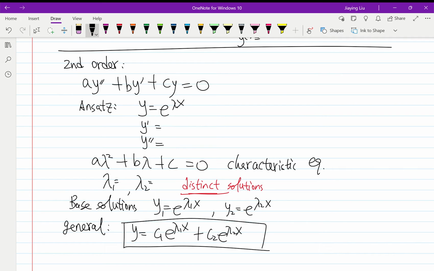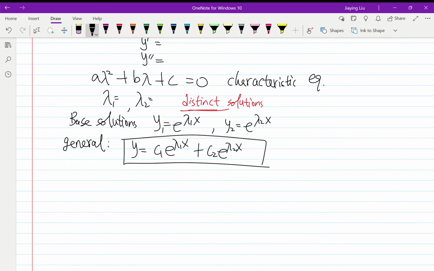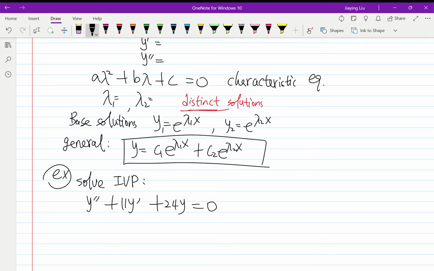All right, with that said, let's look at a couple examples before you all fall asleep. The first one I have is, let's see. We're going to solve the initial value problem y double prime plus 11y prime plus 24y equals 0, with initial conditions y of 0 equals 0, y prime of 0 equals -7.